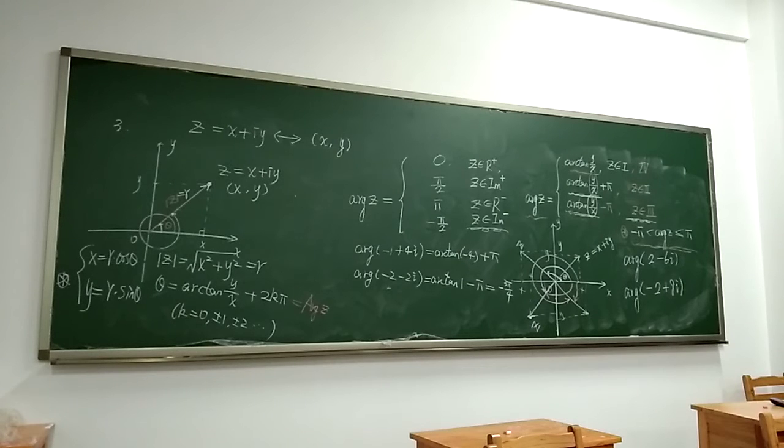What's your answer? No. Not true. Oh my god. This is what? This is not z. This is arctangent. Y is 6, minus 6. X is 2.